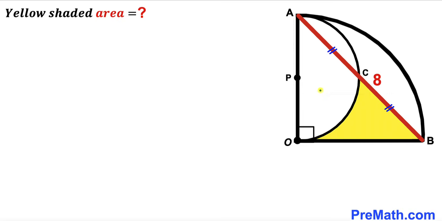Welcome to PreMath. In this video, we have got this semicircle with the center P fully inscribed in a quarter circle with the center O, as you can see in this given diagram. And moreover, we got this chord AB, and this chord is 8 units long. And furthermore, this chord intersects this semicircle at this point C, such that this segment AC is equal to this segment BC. And now our task is to calculate the area of this yellow shaded region.